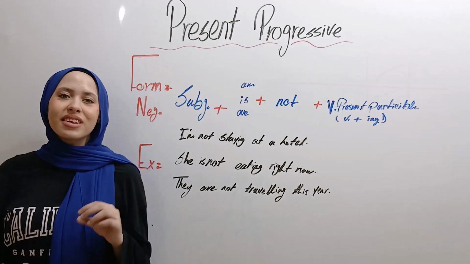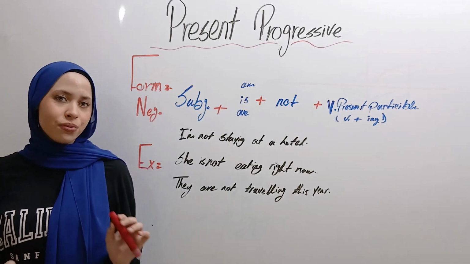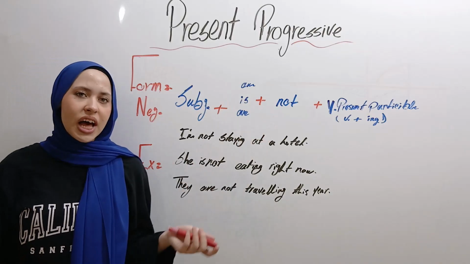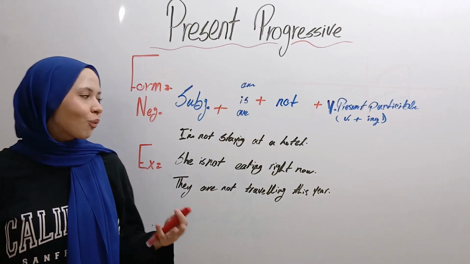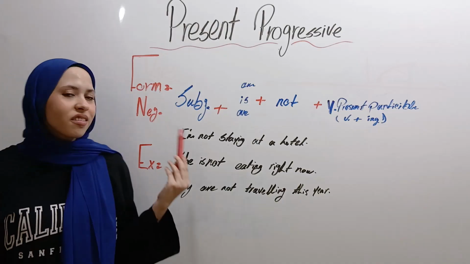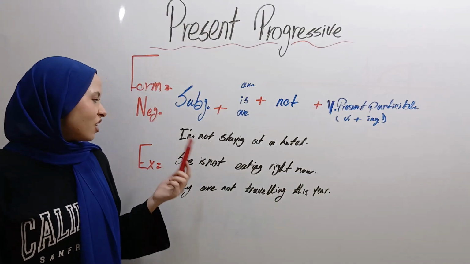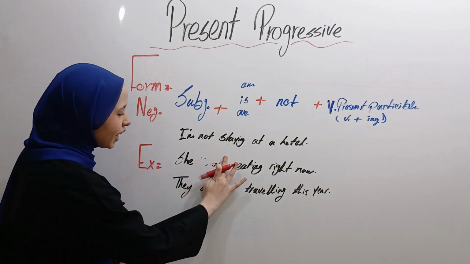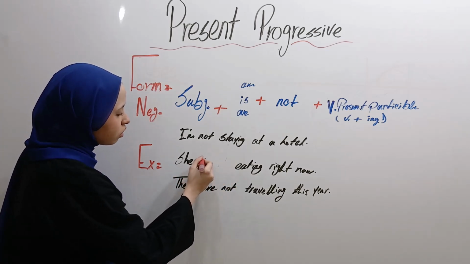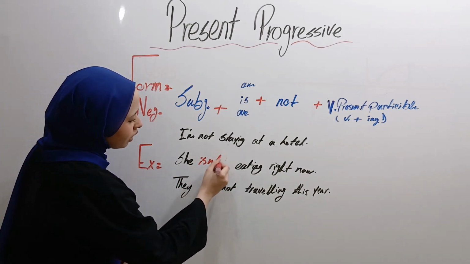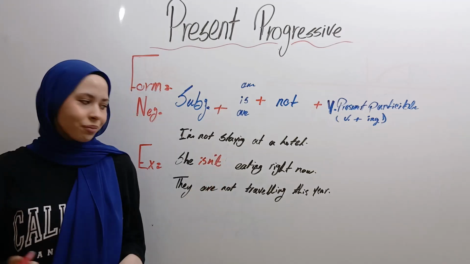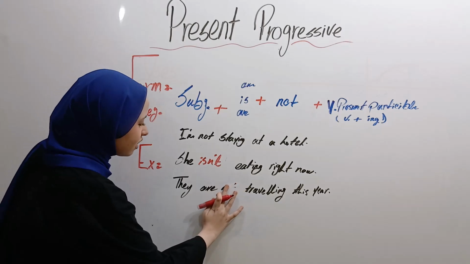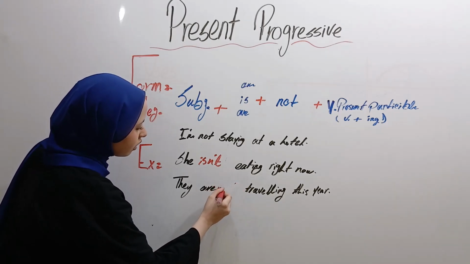Let's move forward to the negative form of the sentence. The negative form is exactly like the affirmative one, we just add not after the helping verb to be. So let's see. I'm not staying at a hotel. She is not eating right now. We can also contract it and write she isn't eating right now, like that with the apostrophe. They are not traveling this year. We can also contract it and write it aren't that way.